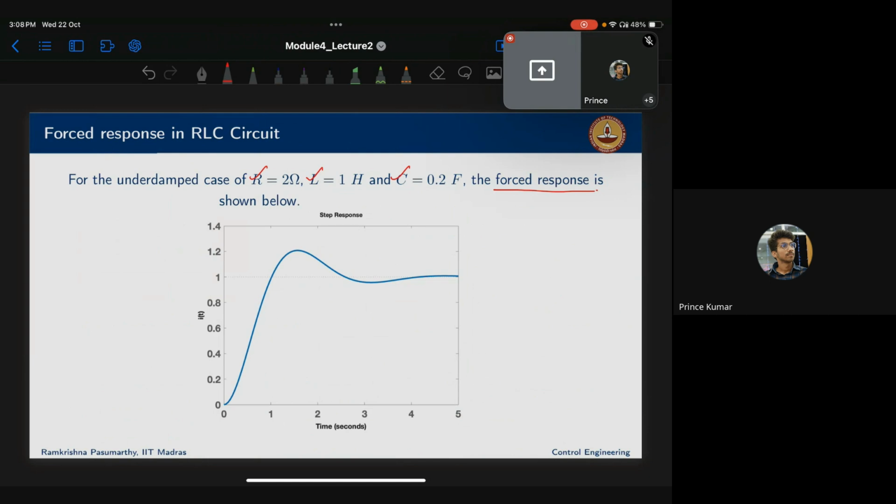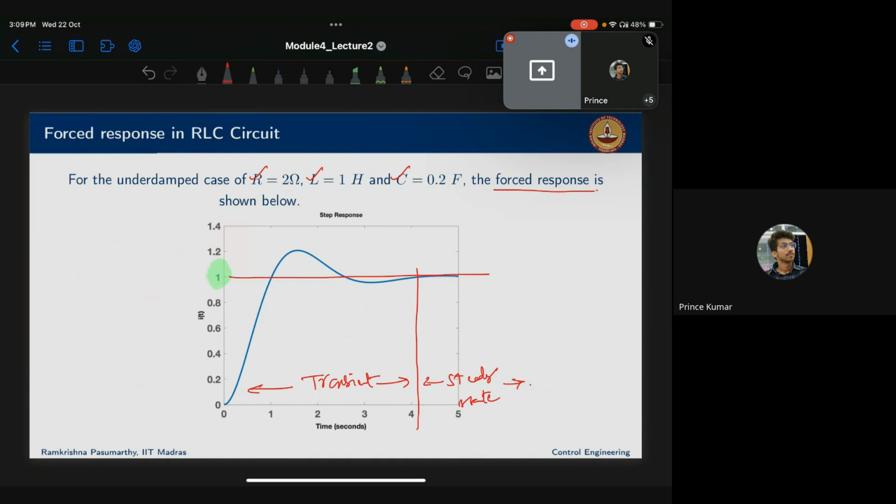For the forced response, you could see the final value previously was 0, whereas now the final value is 1. Again, you can see from 4 onwards, this is the transient response and this is the steady state response.